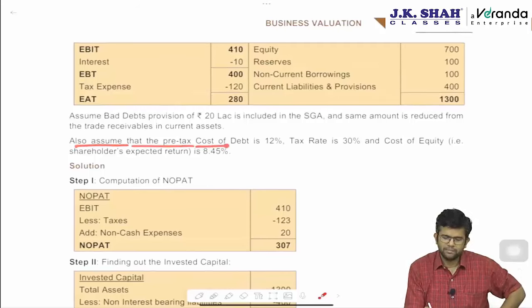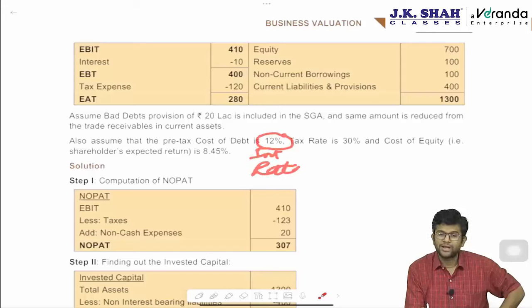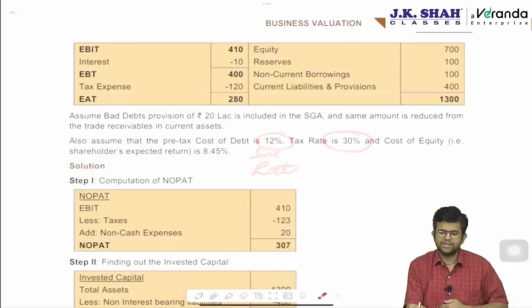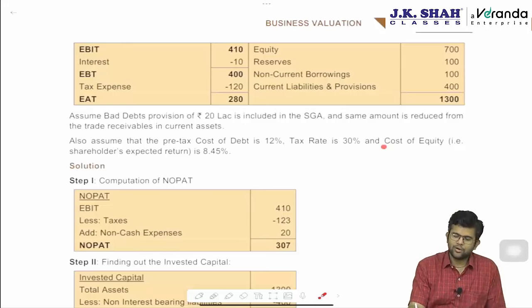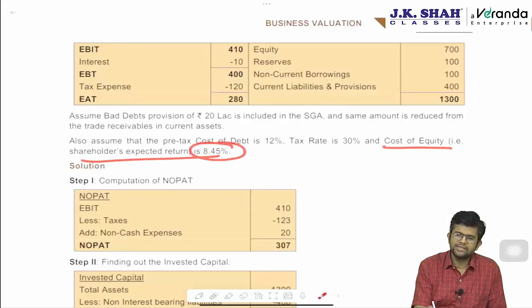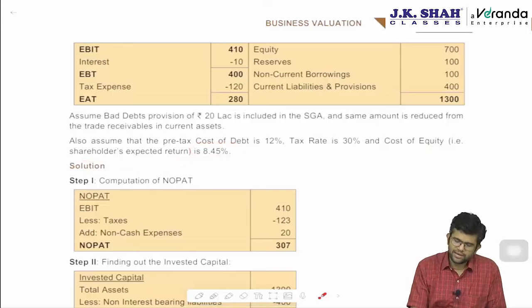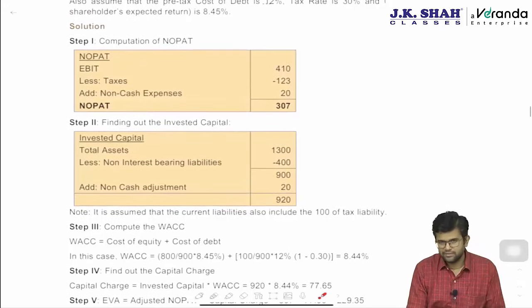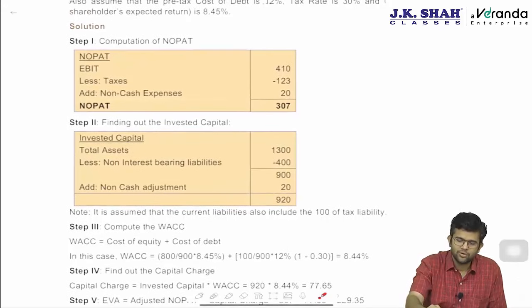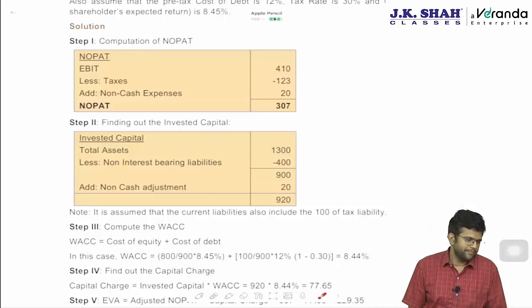Also assume that the pre-tax cost of debt is 12%. Basically, this is the interest rate. This is not KD. For KD, you will have to multiply this by 1 minus T. Everybody clear now? And the cost of equity, that is KE, is 8.45%. So they are asking you to find EVA. I will leave you with this. Please figure out on your own. I'll wait, and of course I'll explain. Take your time.